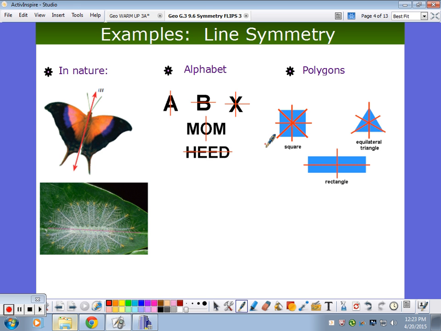Polygons have symmetry, or they can have symmetry. So a square has some symmetry, and it's got lots of different lines of symmetry. We'll be looking at the polygons and the alphabet a little bit more closely.